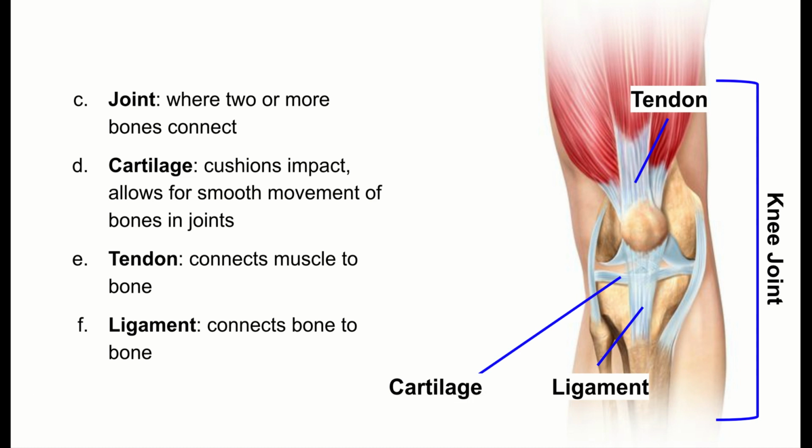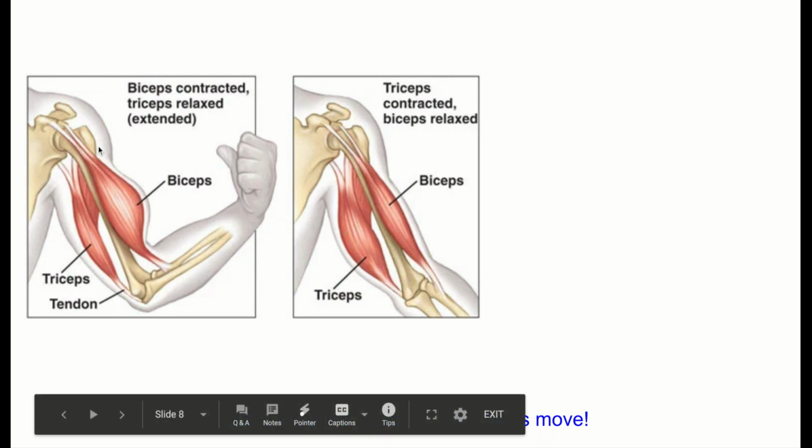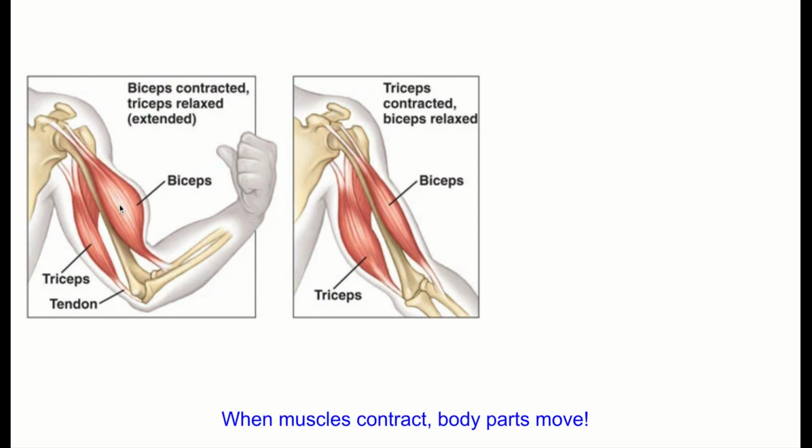Okay, those are the details of the musculoskeletal system. One more interesting fact, when muscles contract, body parts move. So when you're thinking about any movement in your body, it's a muscle contraction that's making it happen. When you bend your arm, you're able to bend your arm because your bicep muscle is contracting, it's squeezing, it's getting shorter, and that means it's pulling the bones of your lower arm up as it gets shorter.